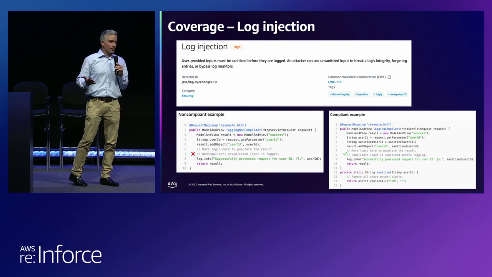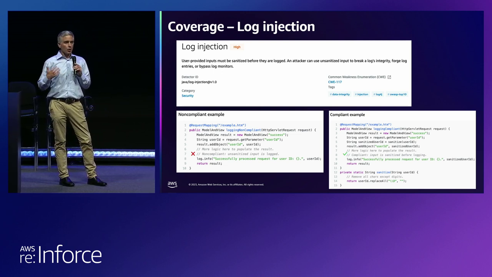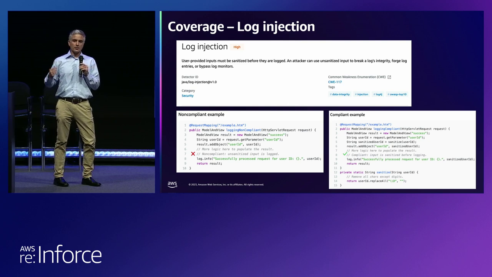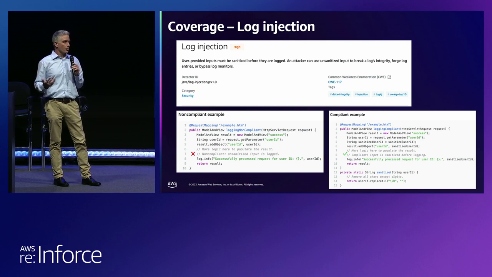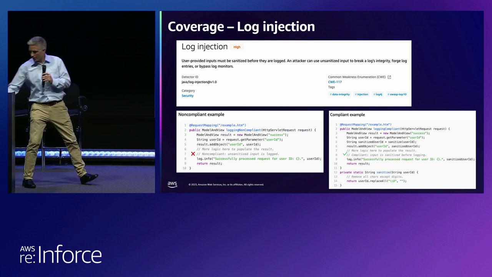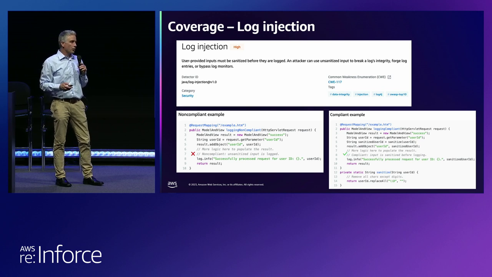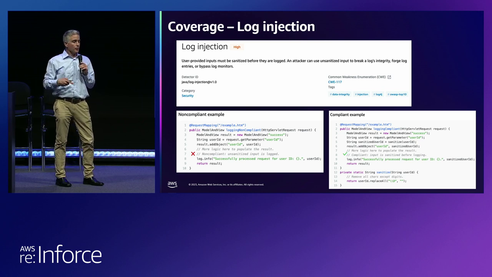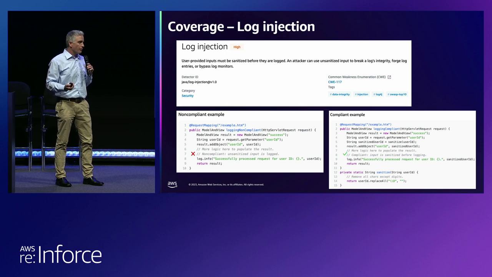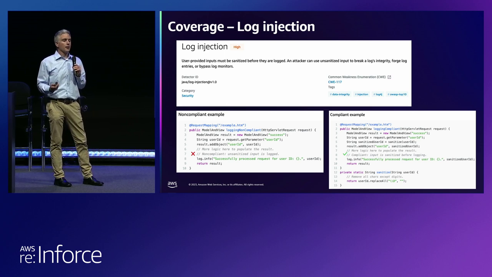But there are other aspects that are maybe not obvious from the slide that I want to talk about. For example, our detectors are able to pull in context from configuration files. So perhaps you haven't applied sanitization in code, but you have applied sanitization through upgrading to an appropriate version of the Log4j library. That too is accounted for. And what exactly do you have in your configuration for Log4j? Do you have the right formatting? That also is accounted for.